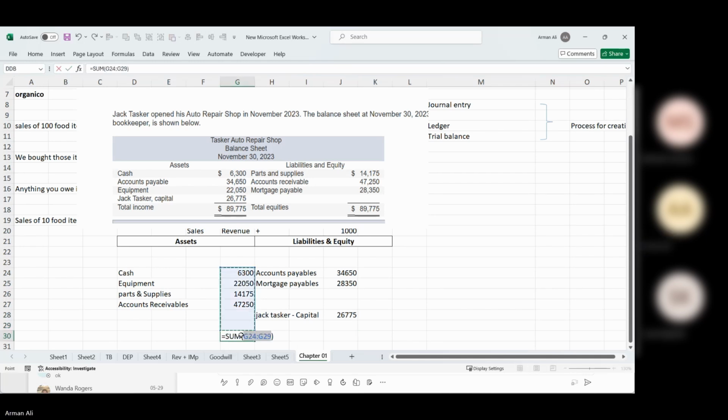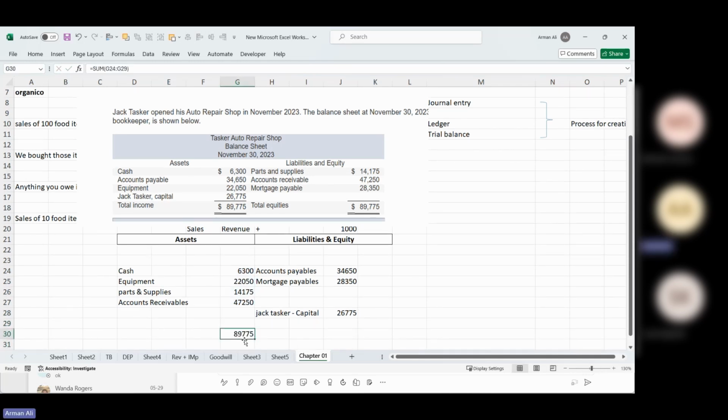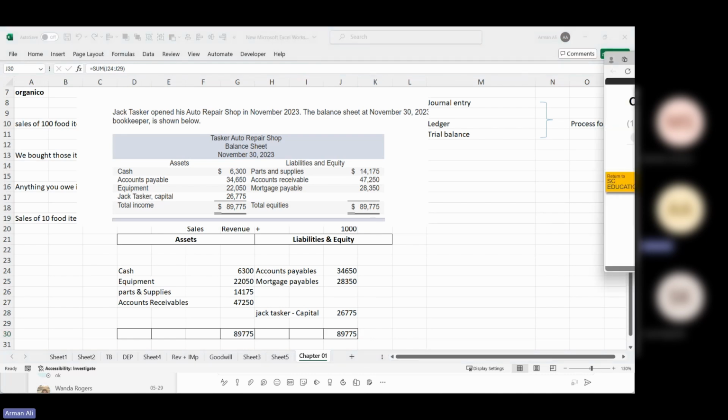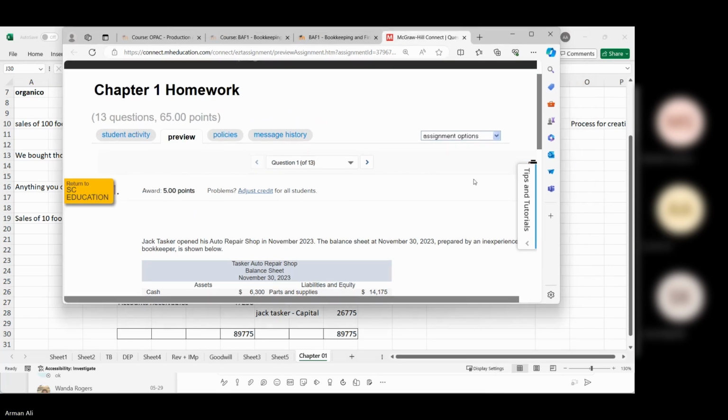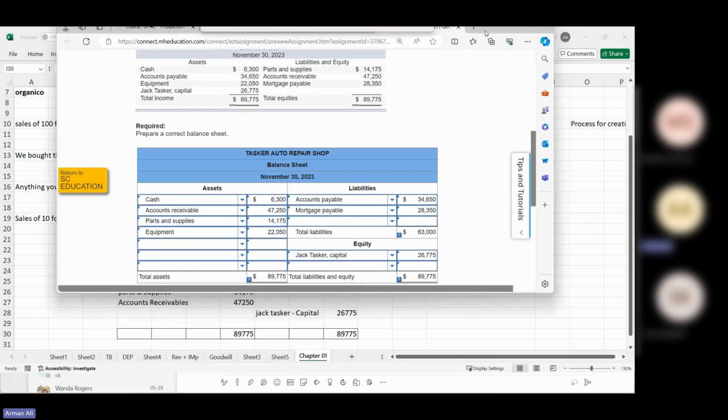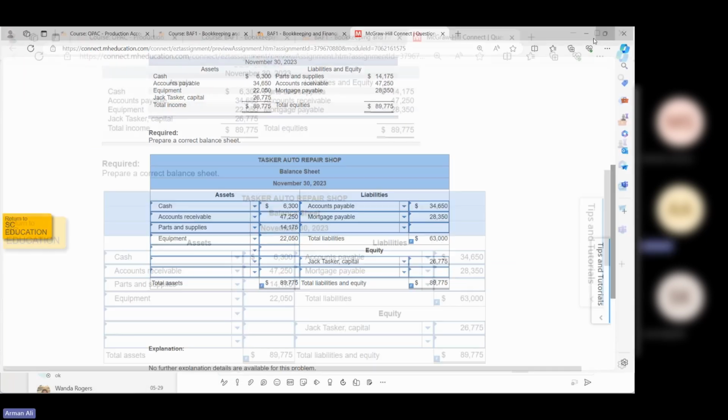And the amount is still the same, 89,775, which is coming over there. I'm going to copy and paste over here. And this is also doing the sum. It's balanced. That is why it's called the balance sheet, because it always balances. 89,775. So there you go. We did this. Now let's try and see what the solution is and what we did.